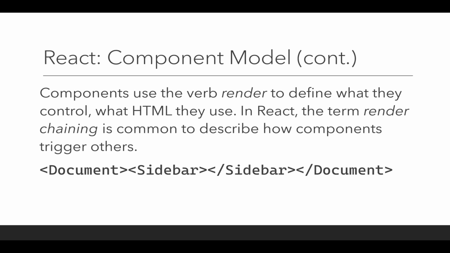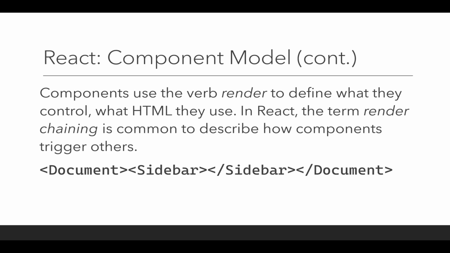In React, especially in React Native as we get there, the term render chaining is important because it describes how components trigger others. That is, a component may render some section of HTML and may have something it uses. Within that HTML may be the definitions of other components that it then calls. That is, it render chains. When it renders, it has its own HTML. Within that HTML might be other components which then also render. Within that might be other components that also render. So we have this idea of render chaining from one component to the next, to the next, to the next, to the next.